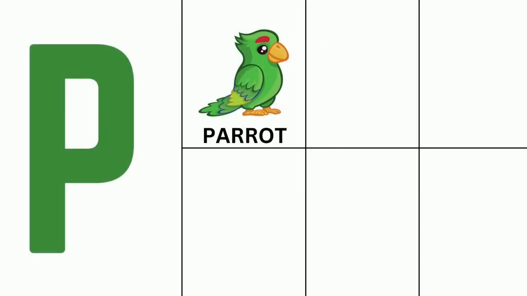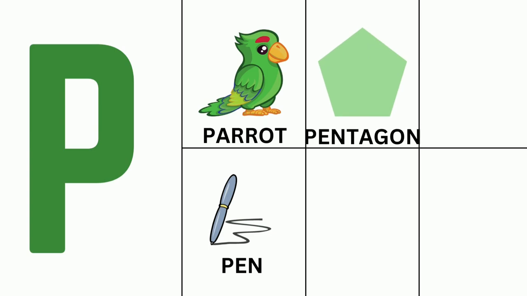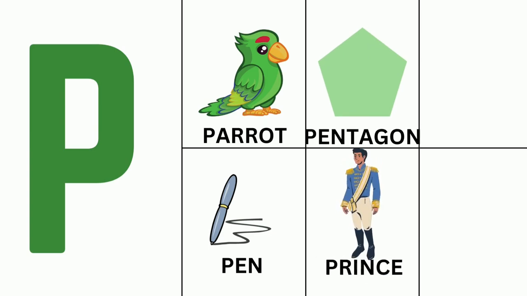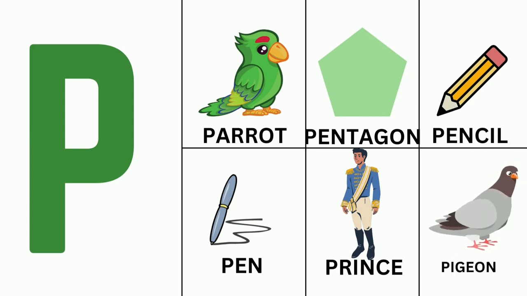P. Let's learn the words that start with P. P for parrot. P for pen. P for pentagon. P for prince. P for pencil. P for pigeon.